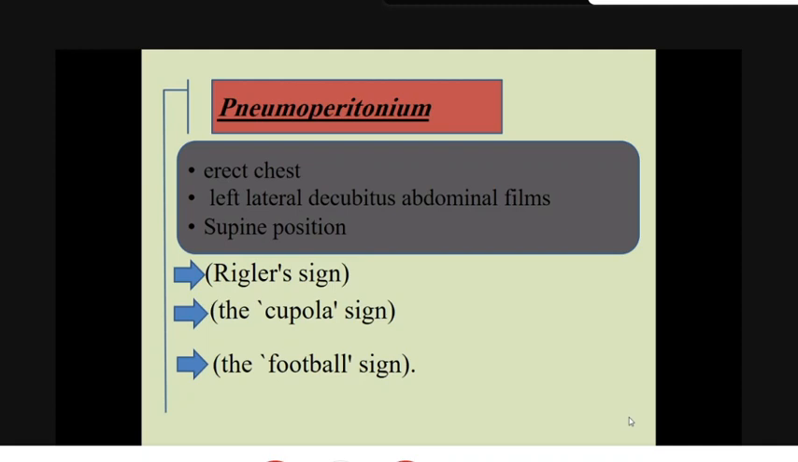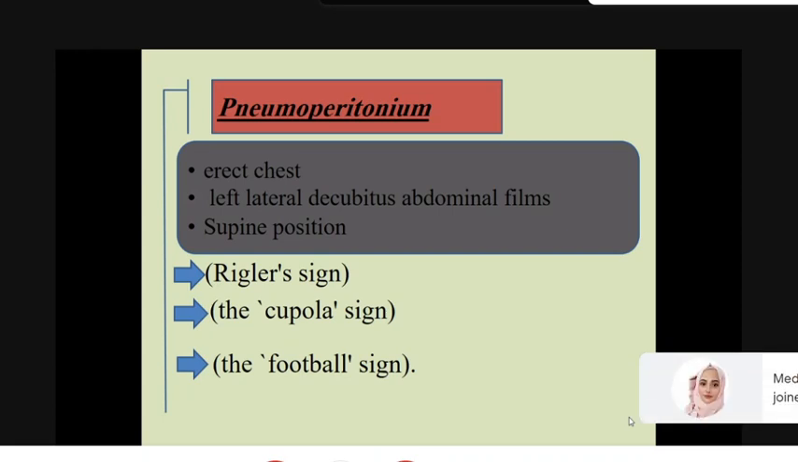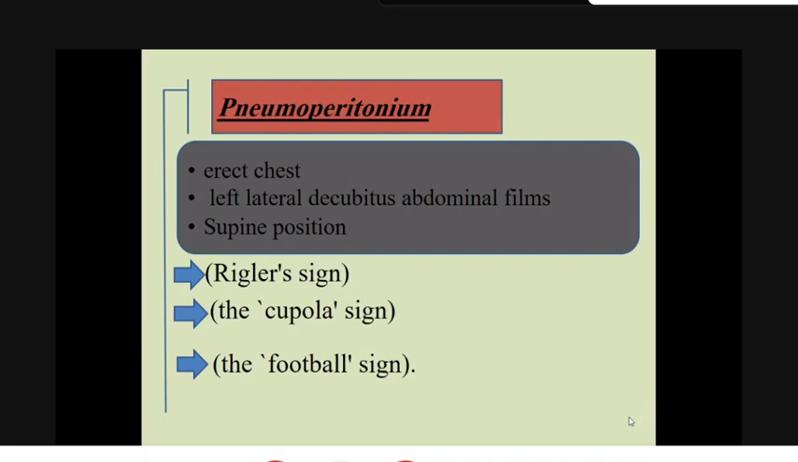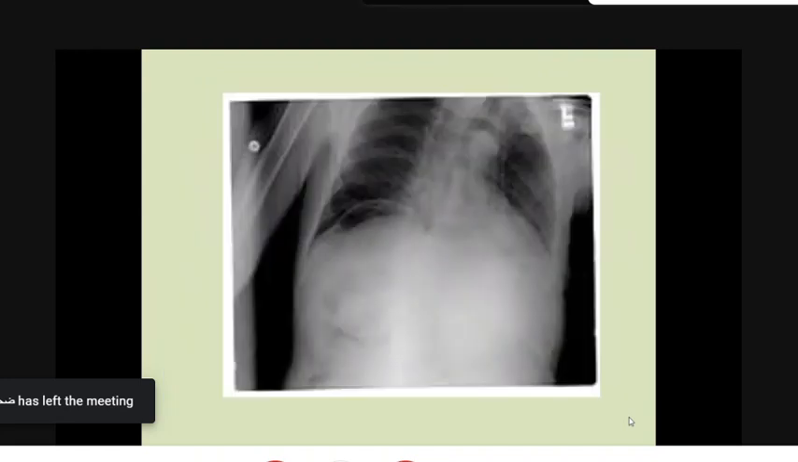On the supine film, we can see the outer as well as the inner wall of a loop of bowel. This is called the Rigler sign. It is a valuable indication of pneumoperitoneum. What is the Rigler sign? It is a sign of pneumoperitoneum seen on a supine plain abdominal film. It indicates visualization of the inner as well as the outer wall of the bowel.